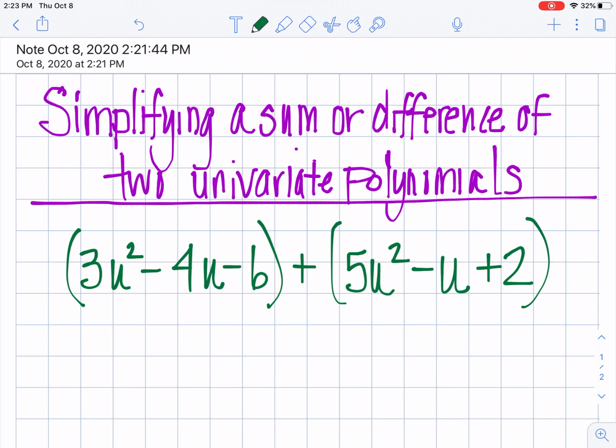Okay, so in this video we're going to talk about how to simplify a sum or difference of two univariate polynomials, which basically means I'm going to take two polynomials that have the same variable. In this case it's u, or u squared, and I'm going to figure out how to add them together or to combine like terms. So before we do that, we have to figure out what are like terms.